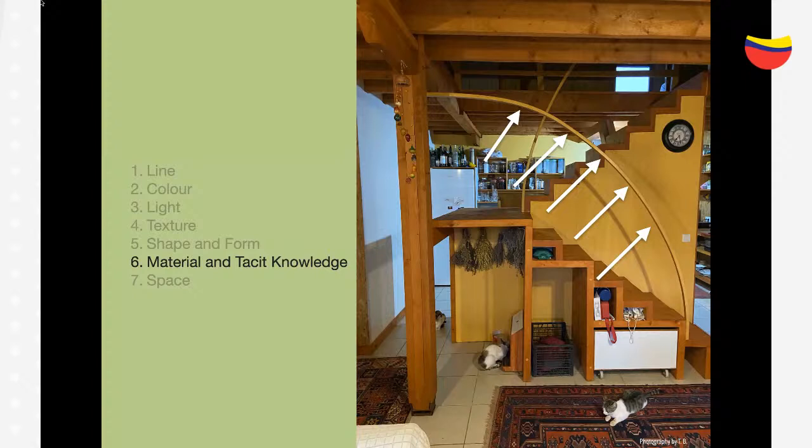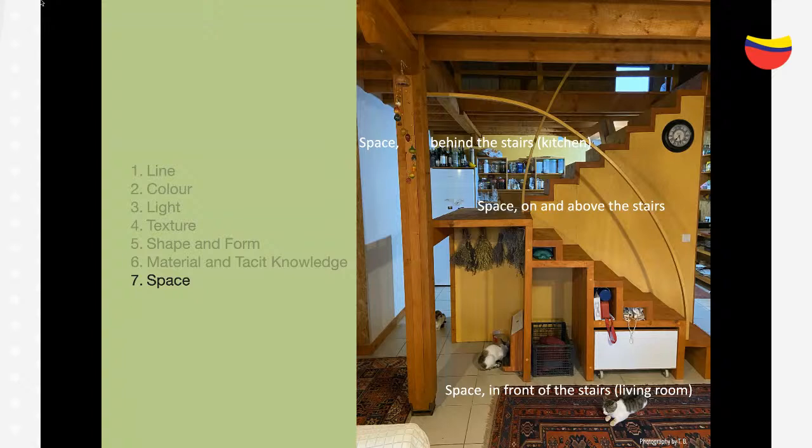It's possible, of course, with today's technology, but he built this, he made it on his own in his little furniture workshop next to the building. Okay, and then the space in the middle. In front of the stairs, there is a living room, and behind the stairs, there is a kitchen. So it's a kind of separation.